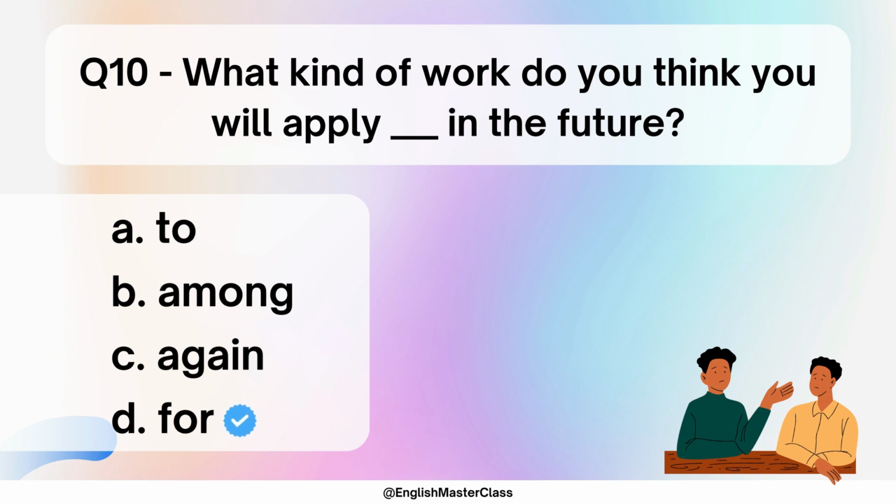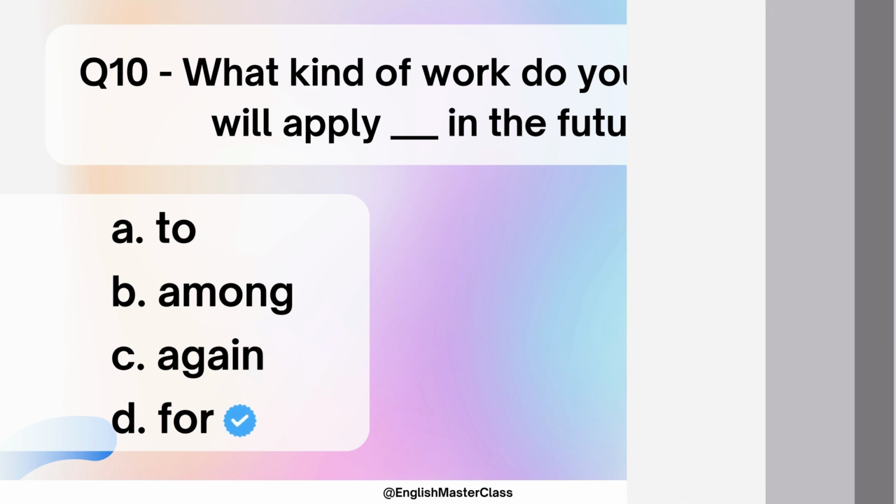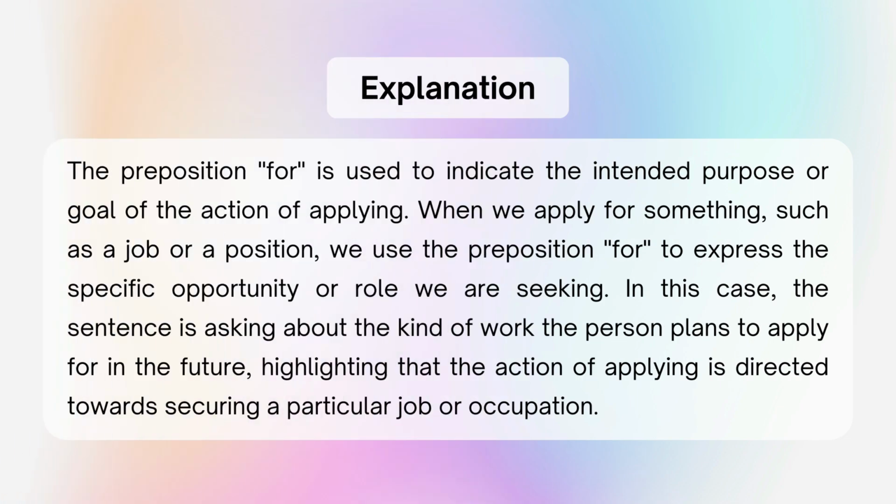What kind of work do you think you will apply for in the future? The preposition "for" is used to indicate the intended purpose or goal of the action of applying. When we apply for something, such as a job or a position, we use the preposition "for" to express the specific opportunity or role we are seeking. In this case, the sentence is asking about the kind of work the person plans to apply for in the future, highlighting that the action of applying is directed towards securing a particular job or occupation.